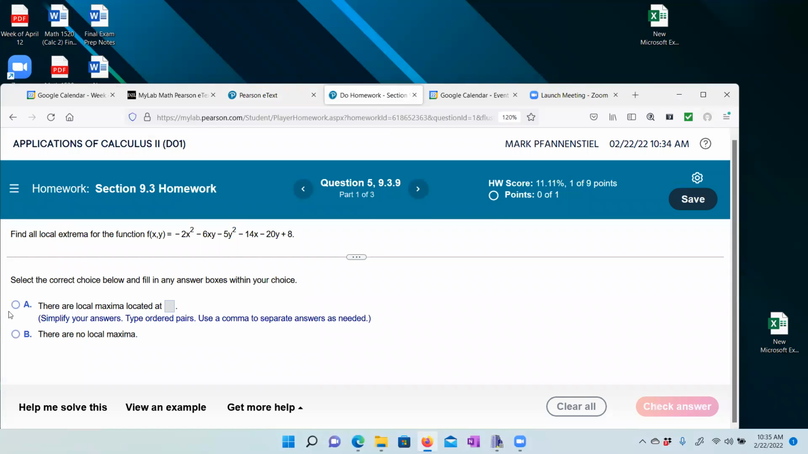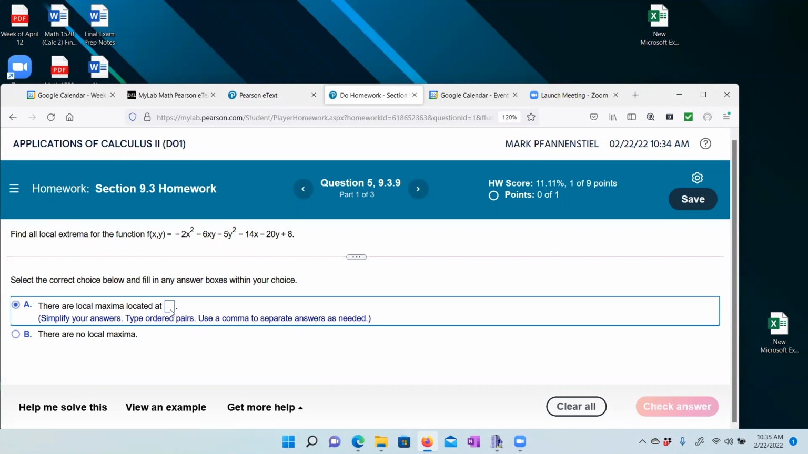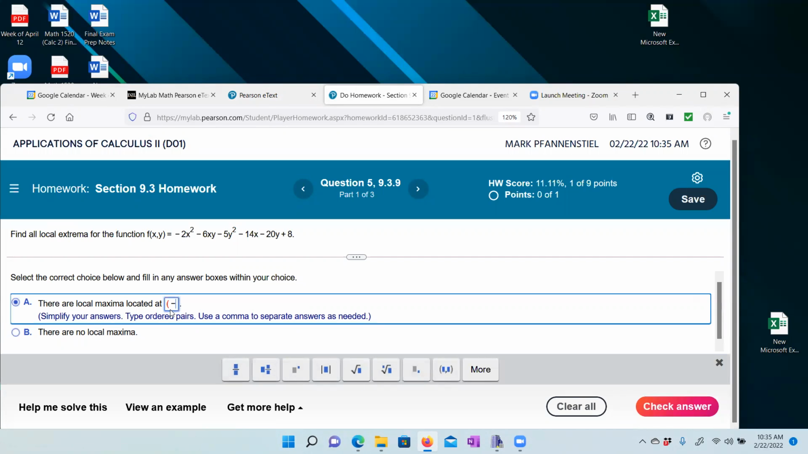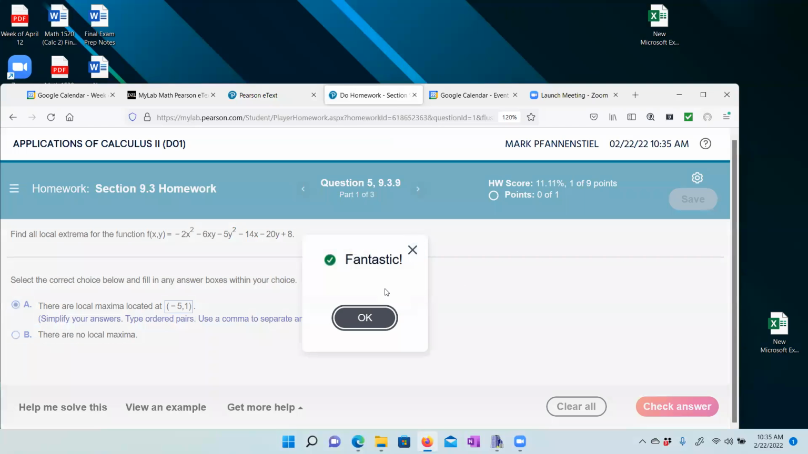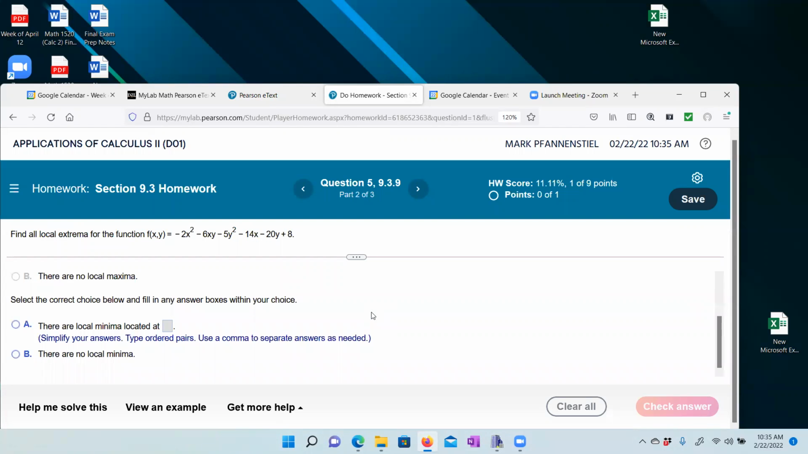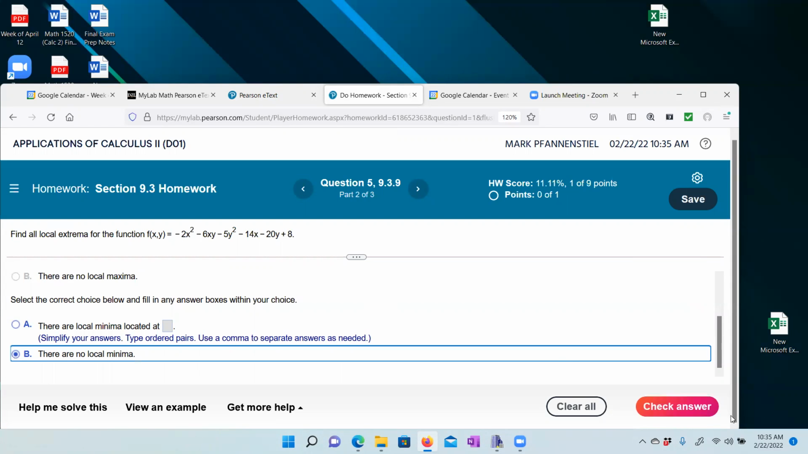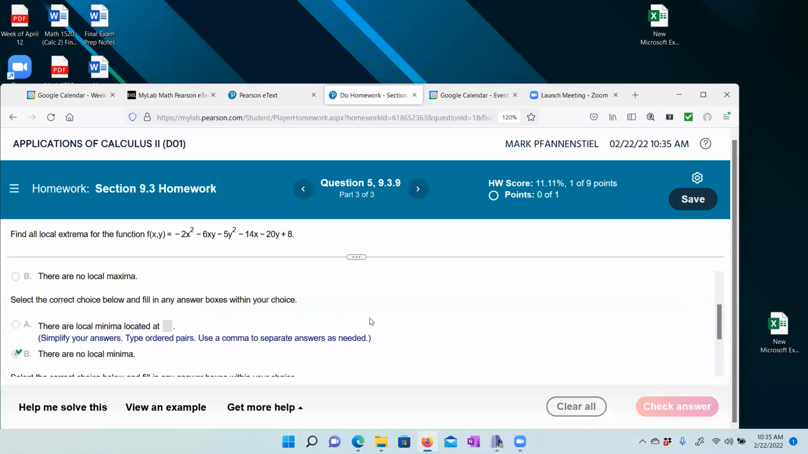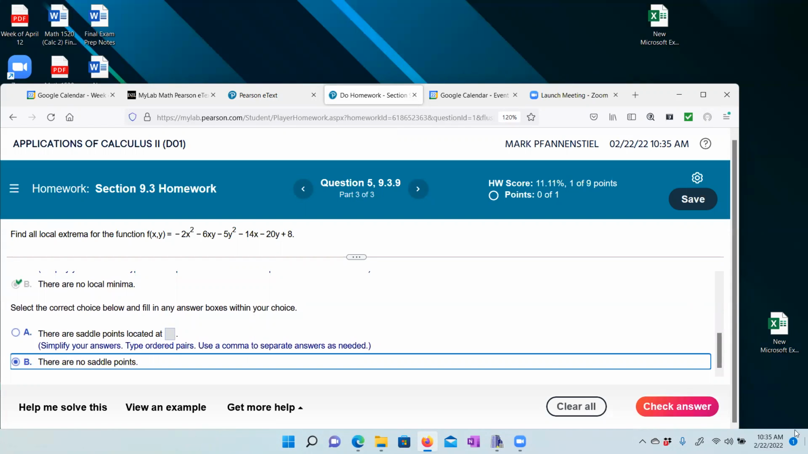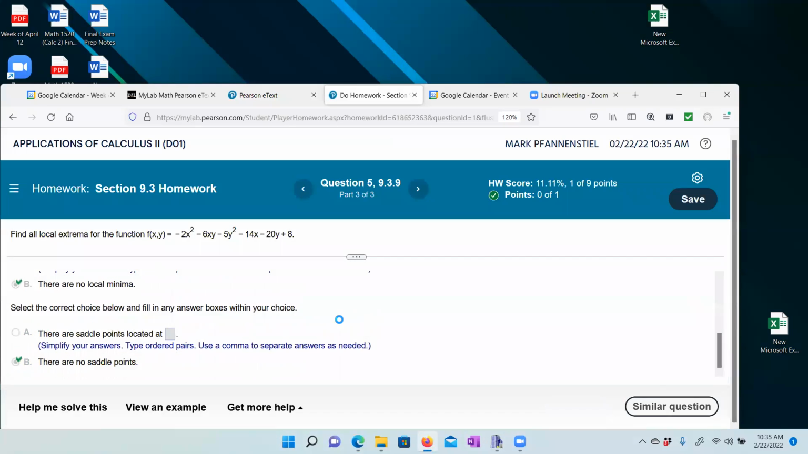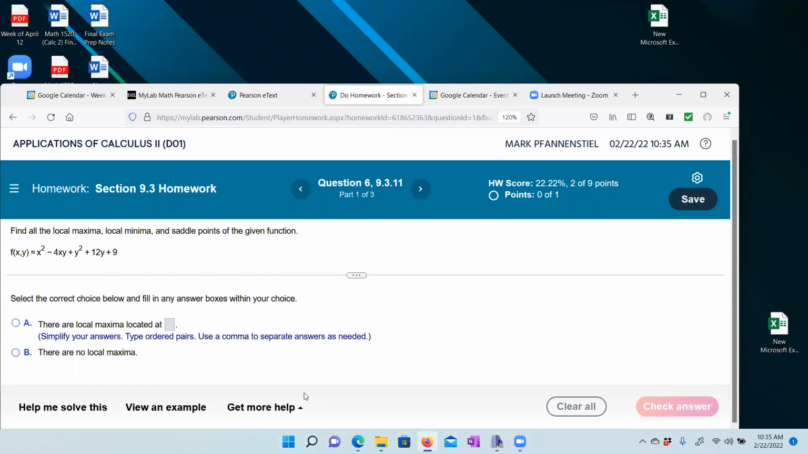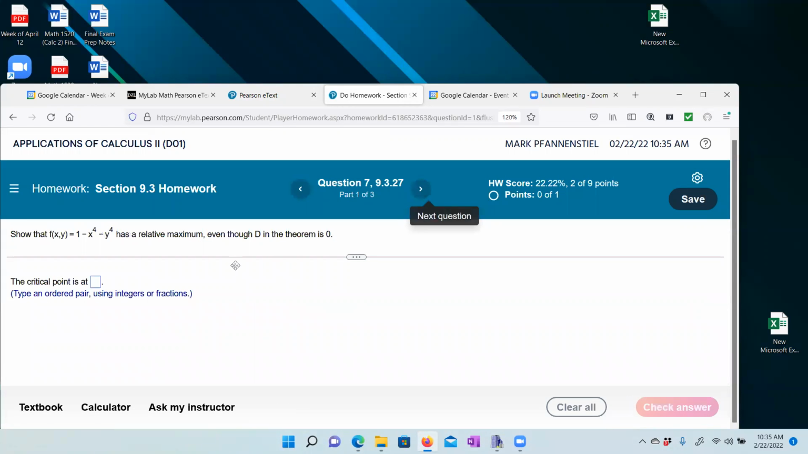There is a local maximum listed at (-5, 1). So here we go, holding my breath, check the answer. Yay. That was the only critical point we found. There are no other minimums. There aren't any other saddle points. You might look, they all seem to be the same. They kind of are, because we want to give you equations that are relatively easy to get. So that's what's going on here.